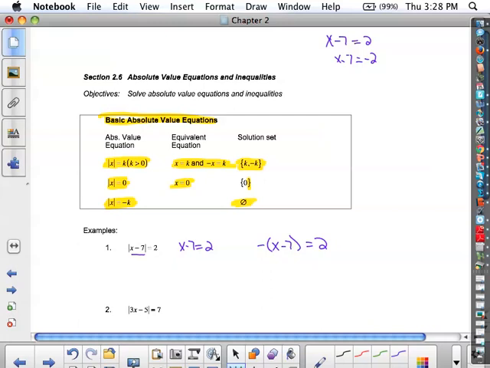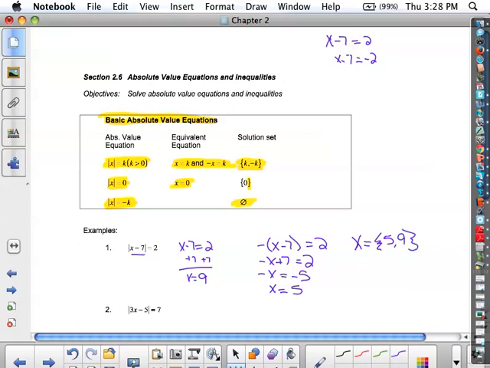So for the first one, we're going to add 7 to both sides, of course, and get x is equal to 9. And then we have minus x plus 7 is equal to 2, minus x is then equal to negative 5, so x is equal to 5. So the solution set, in set notation, is 5, 9.